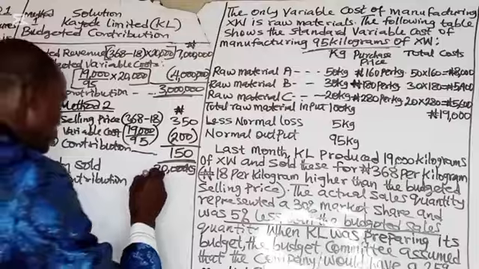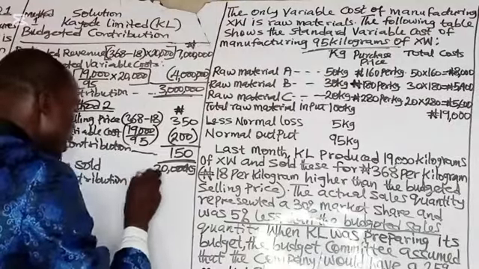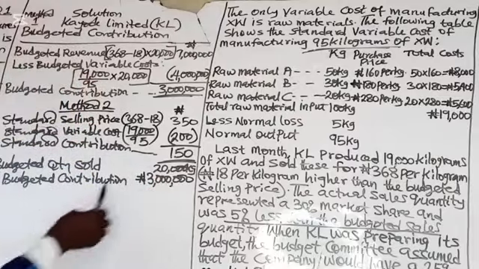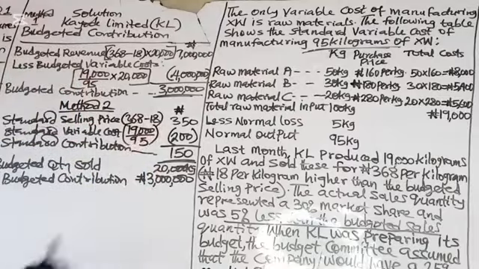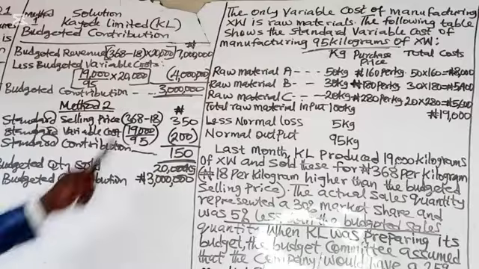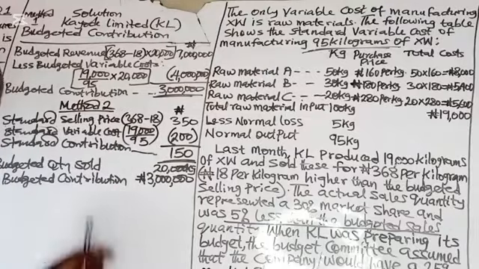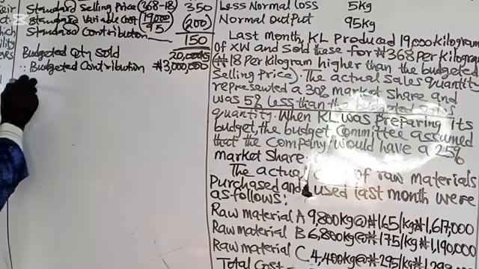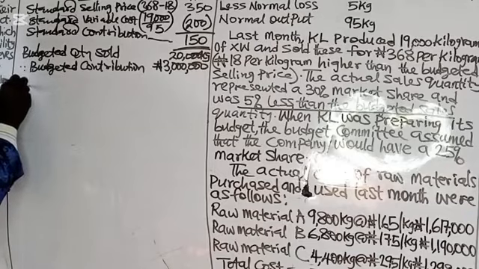We have 3 million. 3 million naira. That is the budgeted contribution. Both methods lead to the same answer. Whichever method you use in exam is acceptable. Having calculated the budgeted contribution, you are equally asked to calculate the actual contribution for the period.